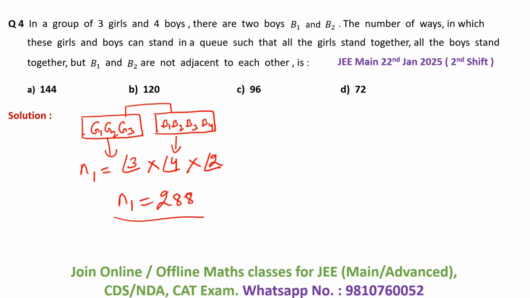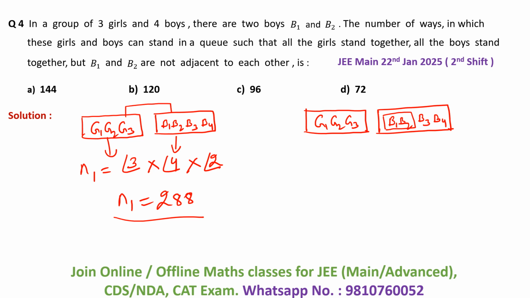Right? Now students, we find the number of unwanted cases. Now in this situation, all the girls are together as before. All the boys are together, but B1 and B2 are adjacent to each other. So that means I will introduce another block inside this previous block, right? Now these girls can be permuted among themselves in 3 factorial ways, but this time I do not have 4 items in the second block. I am having only 3 items because B1, B2 I have to treat as a single unit.